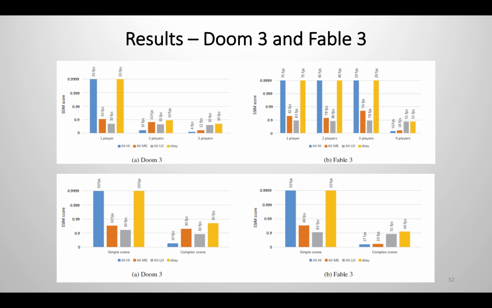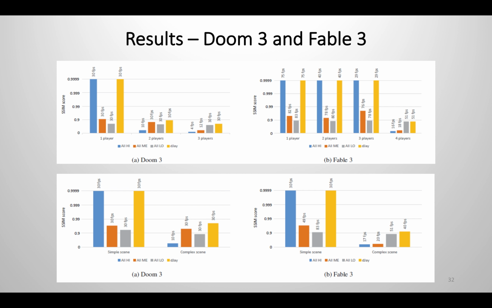And in the case of Fable 3, in the top right, we can see the same results. We're getting FPS matches in the one player, we're getting matches with the high, same score, and 2 players. And as we go on to more and more players, we're seeing that DJ is maintaining equal or better FPS and also maintains a good SSIM score, which means that the game is visually pleasing. And the graph below shows a comparison of results for Doom 3 and Fable 3 for simple scenes versus complex scenes.